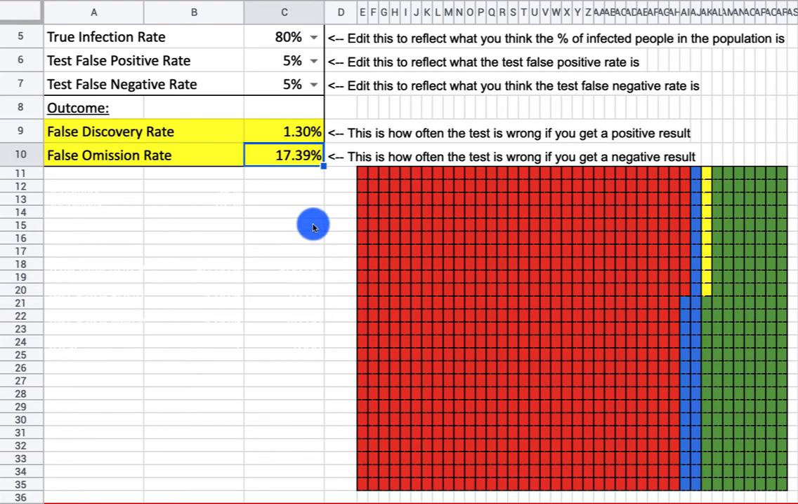So as you see, you can play with these values and see if you can get a deeper intuition for the relationship between infection rates, false positive rates, and false negative rates.